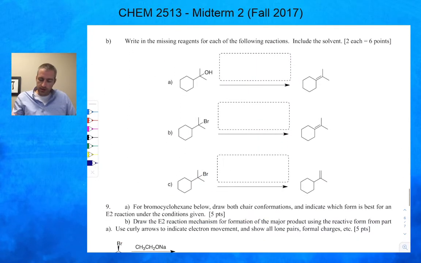Write the missing reagents. This first one is a dehydration, and for alcohols, dehydration is done with sulfuric acid. Or you could have used instead phosphoric acid. Next one we have elimination. Elimination in this case to form the most substituted product. So this is going to be a Zaitsev. There's lots of ways you can do this, but a small alkoxide would be a great way.